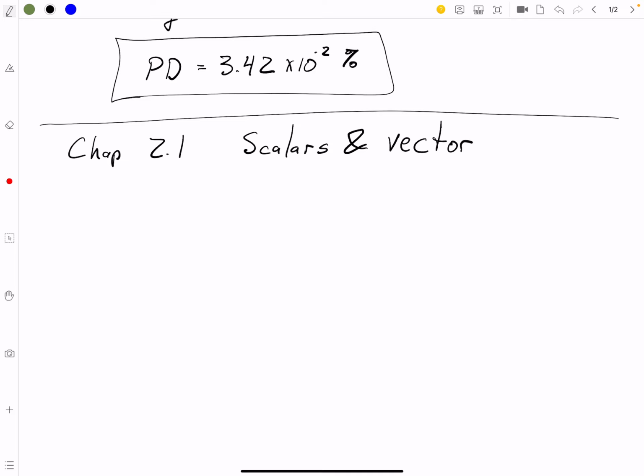We can multiply scalars. So, no, I'm not going to get into that bit just yet. Let's not talk about what we can or cannot do with these scalars and vectors. Let's talk about what a scalar is.